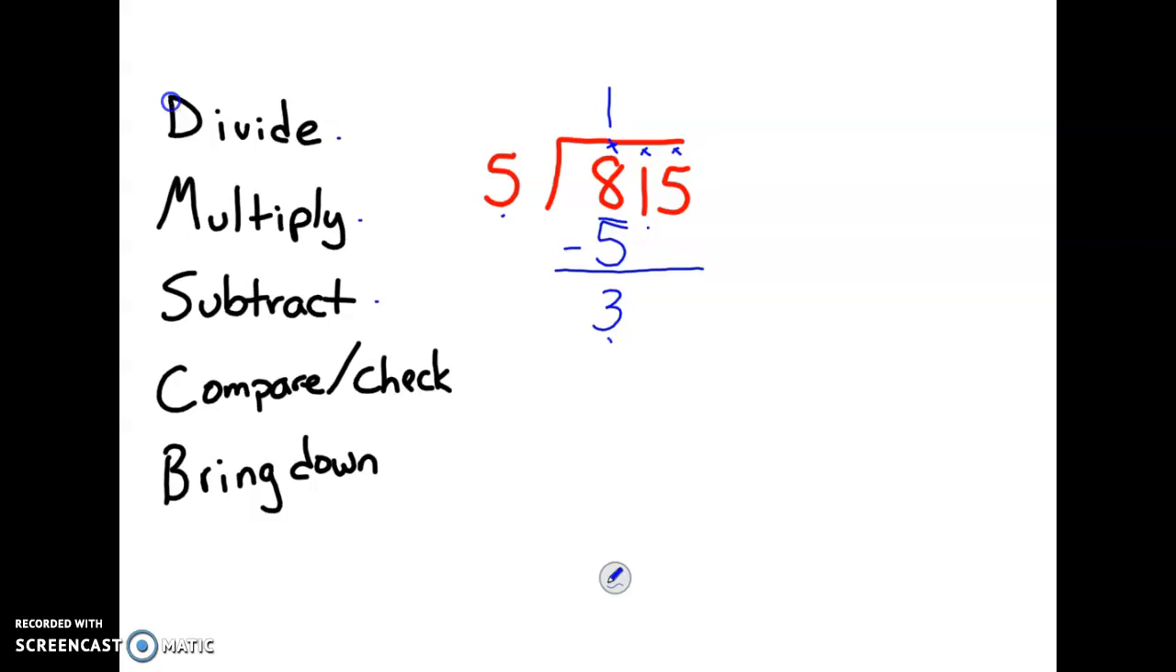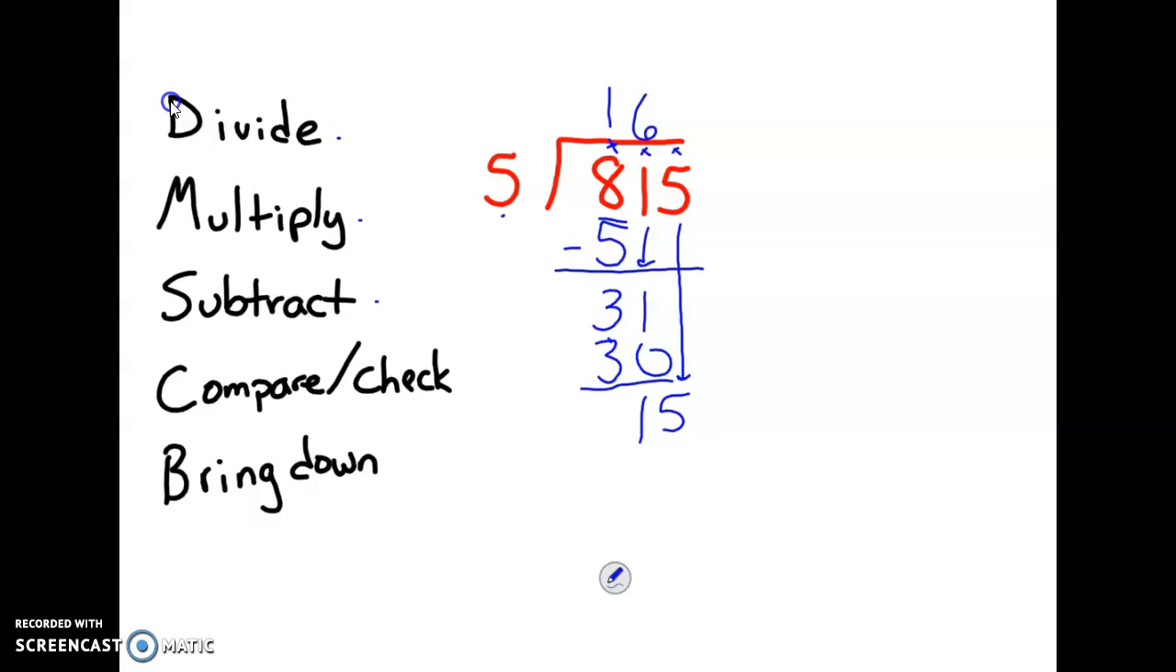Next thing I'm going to do, I'm going to bring down. I like to draw arrows going down like that, so I know that I've brought it down. I'm going to continue my process going off the bottom of this problem. 5 into 31 goes 6 times. Multiply, so my next step, 6 times 5, 30. Next step, subtract, I get 1. Compare, 1 is less than 5, doing great. And now I'm going to bring down. So I'm going to draw this arrow all the way down here so that I remember that I've brought that 5 down already.